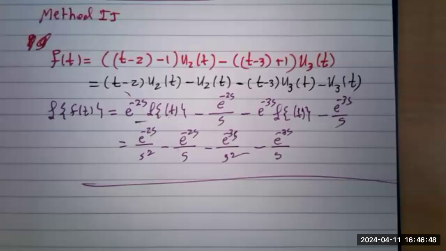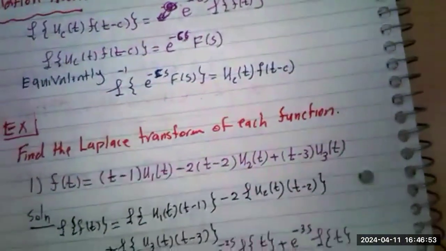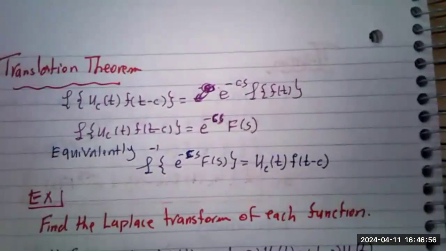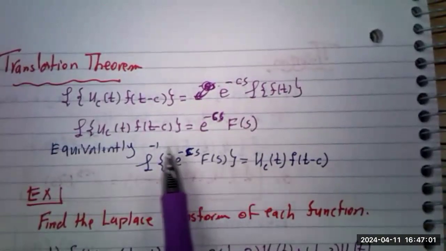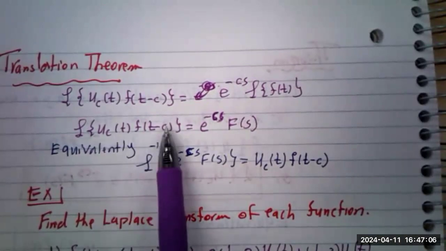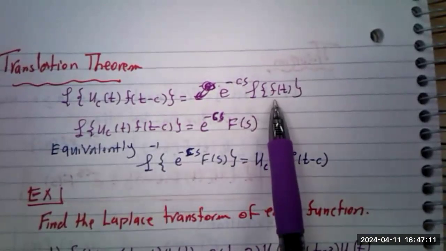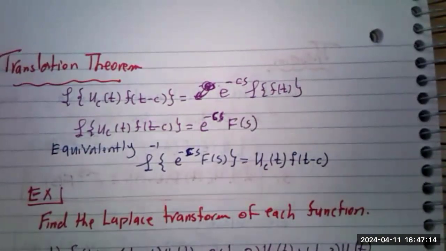Can you repeat what the theorem was? Look at the theorem. In order to apply this theorem, the quantity must be what? u_c(t) f of t minus c. If you have a c, drop the c. That gives you f of t. You just find the Laplace of f of t all the time. So I have t minus 3, I drop the 3, the function is t. I have t minus 2, I drop the 2, the function is t.